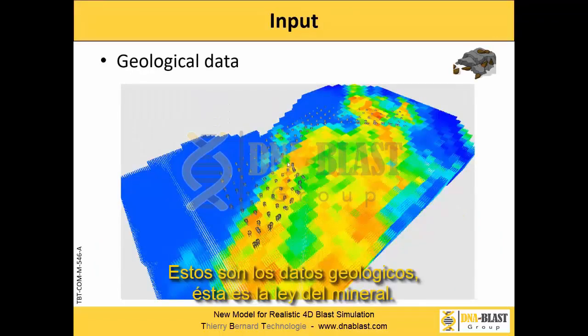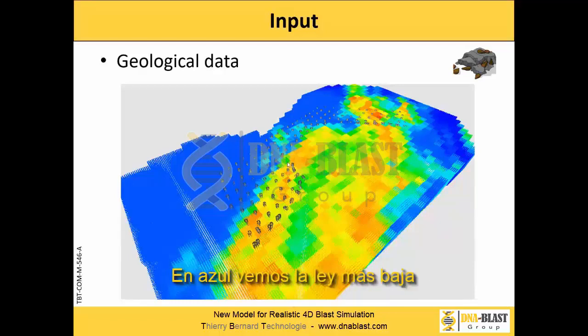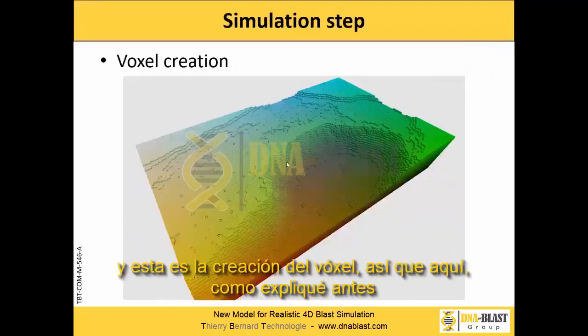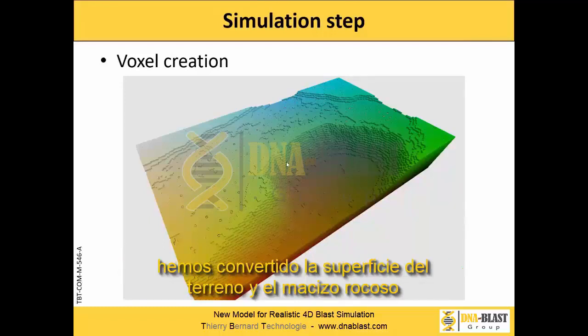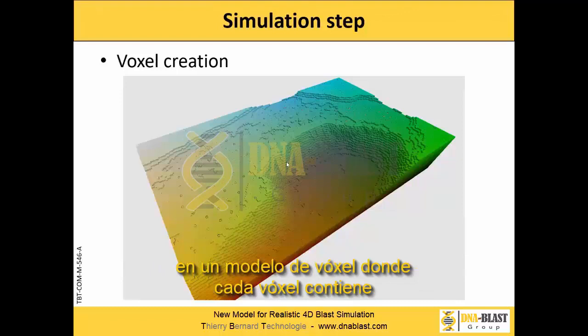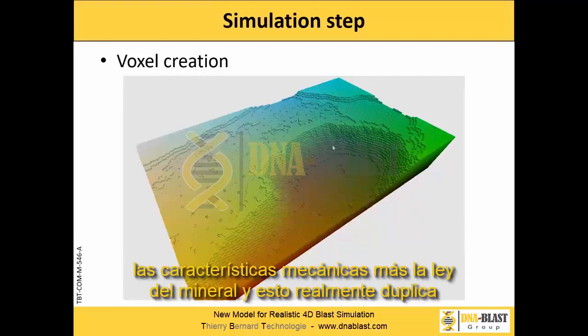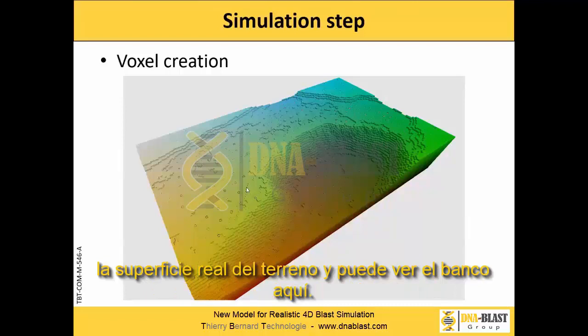This is the geological data. This is the ore grade. I think blue is the low grade and red is the high grade. And this is the voxel creation. So here, as I explained before, we have converted the terrain surface and the rock mass into a voxel model where each voxel contains the mechanical characteristics plus the ore grade. And this is really duplicating the real surface of the terrain, and you can see the bench here.